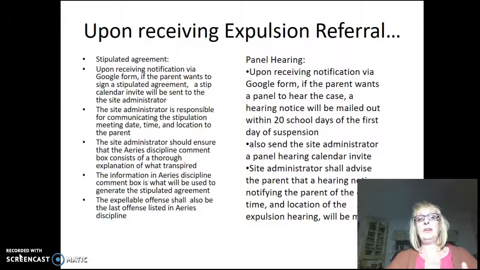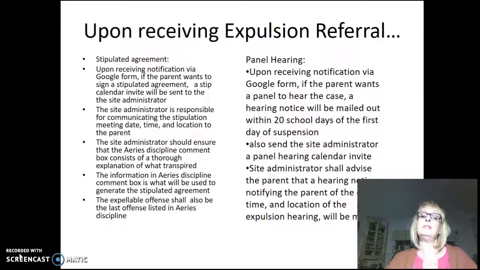A STIP calendar invite will be sent to the site administrator. Then the site administrator is responsible for communicating the meeting date, time, and location to the parent. And then the site administrator should ensure that the ARIES discipline comment box consists of a thorough explanation of what transpired. Then the information in the ARIES discipline comment box is what will be used to generate the stipulated agreement, and the expelled offense shall be the last offense listed in the ARIES discipline.